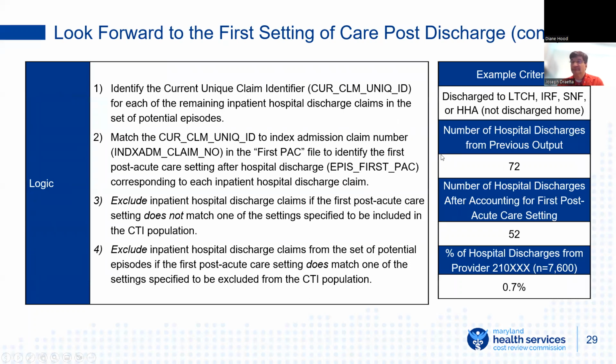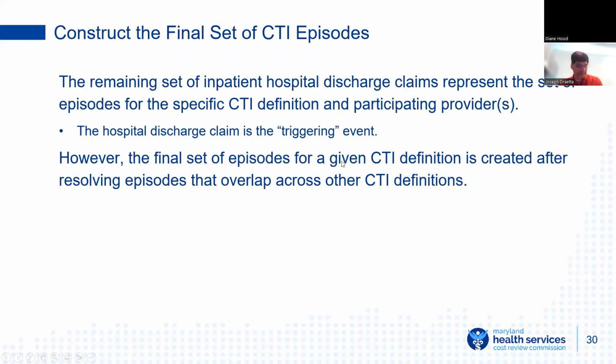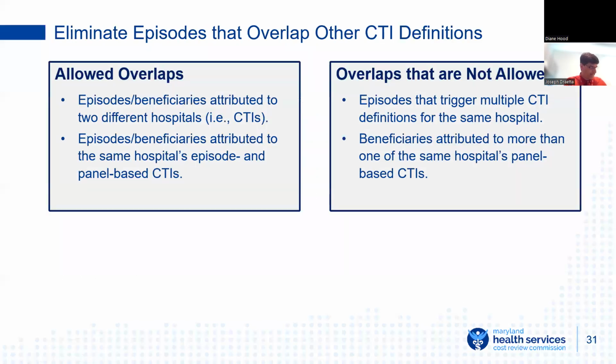Okay. And so after applying all those criteria, we've whittled down the 7,600 inpatient claims for that provider to just 0.7% of those claims. After we apply those criteria, that's basically our set of still potential CTI episodes, whereas the hospital discharge claim is referred to as the triggering event. But we still have to eliminate overlapping episodes to get to our final CTI count.